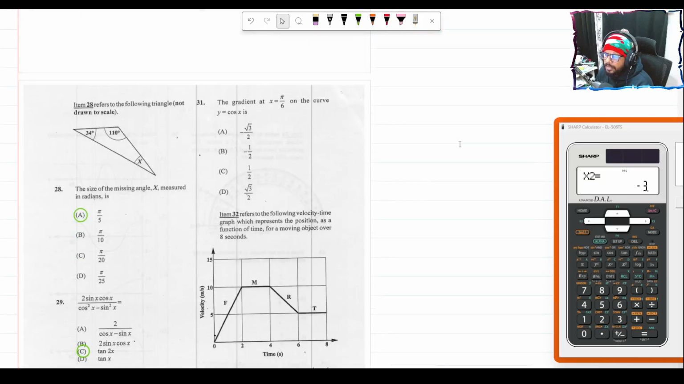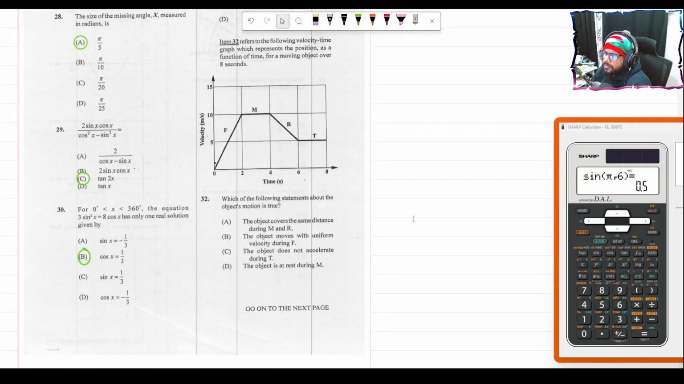The gradient on the curve, okay, so they want the gradient at x is pi on 6 on the curve y is cos x. dy dx is negative sine x. So change your calculator to radians, and sine of pi on 6 is a half. When I differentiate cos I get negative sine, so negative sine pi on 6 is negative a half. The answer is B.